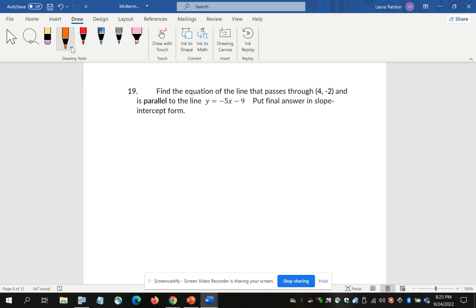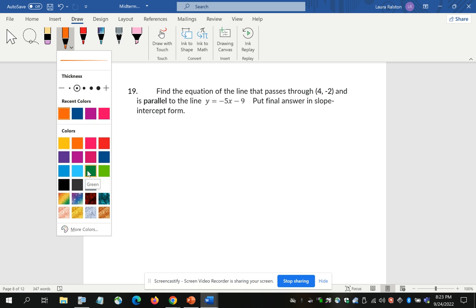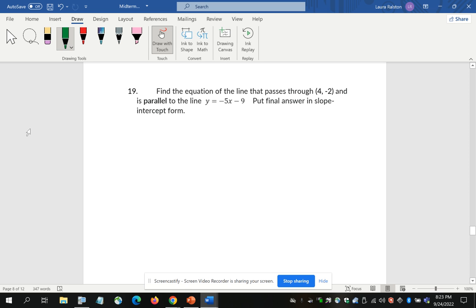Number 19 says, find the equation of the line that passes through (4, -2) and is parallel to y equals -5x minus 9. Okay, remember, to write the equation of a line you need to know two things. One, you have to know the slope, and you also have to know a point. We use the point-slope form to write the equation, and it is given on your formula sheet.